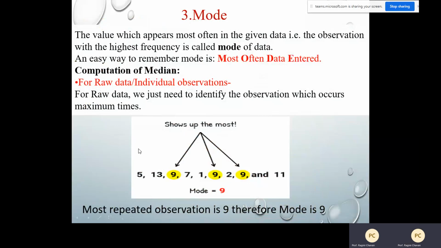For raw data, we just need to find out which observation is repeated maximum number of times. So we can see in the figure, number 9, which is shown by yellow color, is repeated 3 times. So therefore 9 is repeated maximum number of times. Therefore mode of the corresponding data is 9.